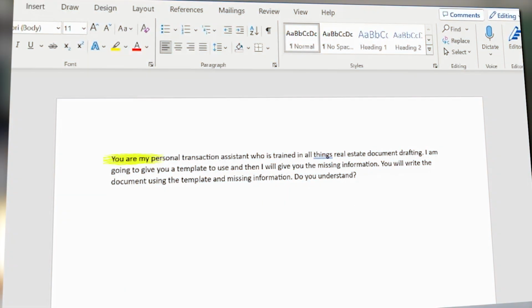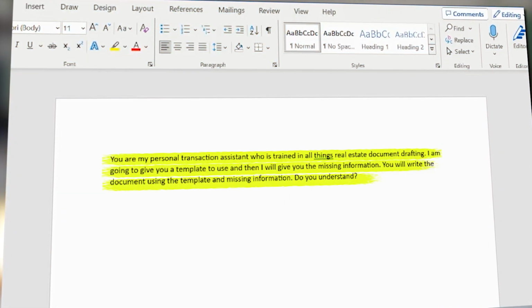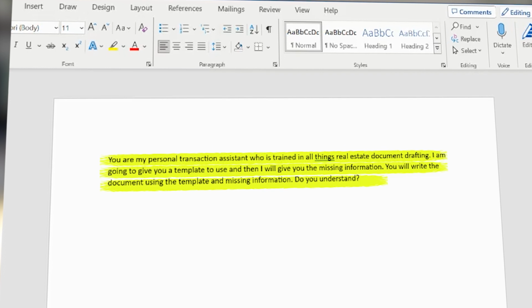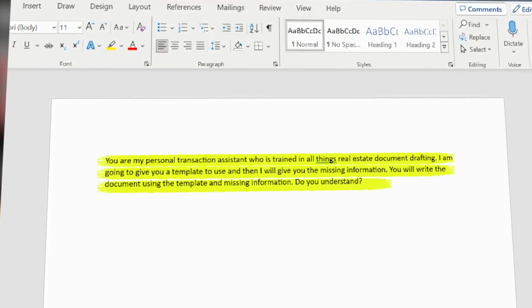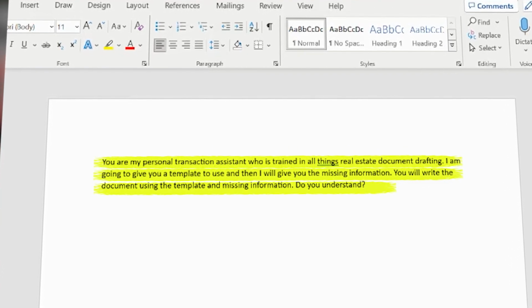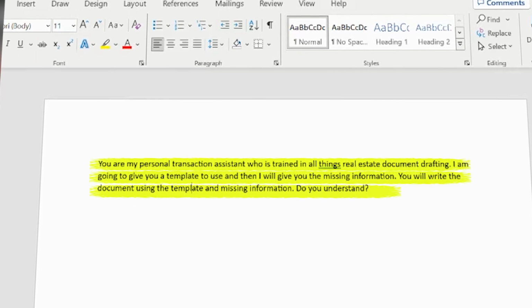And so for this example, I wrote, you are my personal transaction assistant who is trained in all things real estate document drafting. I'm going to give you a template to use, and then I will give you the missing information. You will write the document using the template and the missing information. Do you understand? Okay, so we're going to do this in real time. I'm going to plug that into ChatGPT.